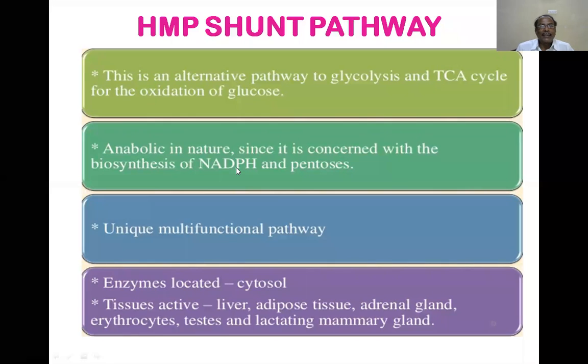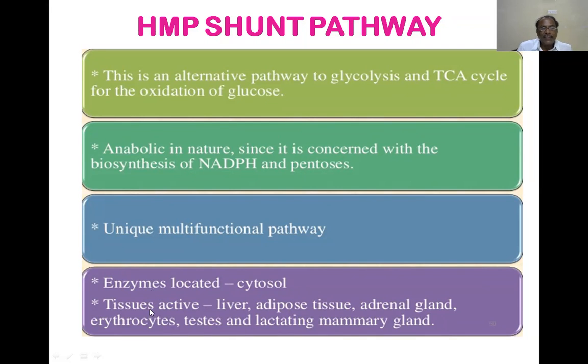So what is the main aim of the HMP pathway? This is an oral question. It is the production of NADPH and the production of pentoses. What are NADPHs for? Reductive biosynthesis and reductive power in various reactions occurring in the cell at various levels. And pentoses are for nucleic acid synthesis. So whenever reductive biosynthetic processes are occurring, the HMP pathway is active.